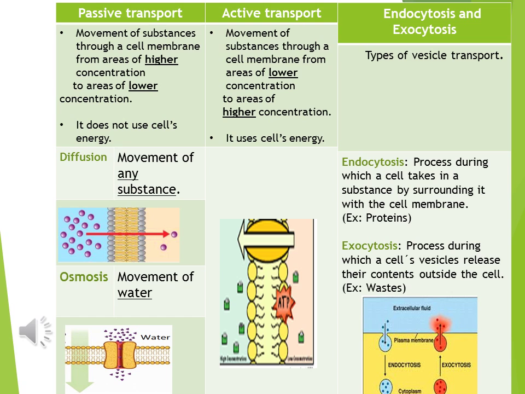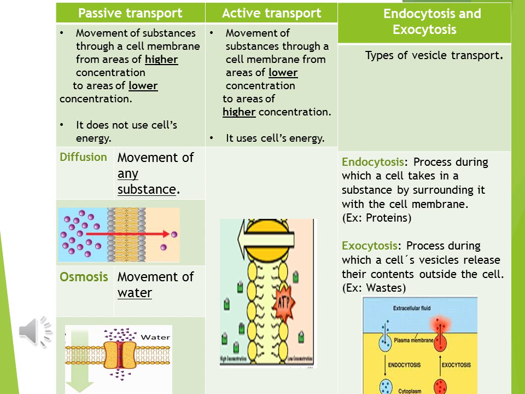Passive transport is movement of substance through a cell membrane from areas of higher concentration to areas of lower concentration. It does not use the cell's energy. In passive transport, we have diffusion, that is movement of any substance, and osmosis, that is movement of water. Active transport is the movement of substance through a cell membrane from areas of lower concentration to areas of higher concentration, and it uses the cell's energy.